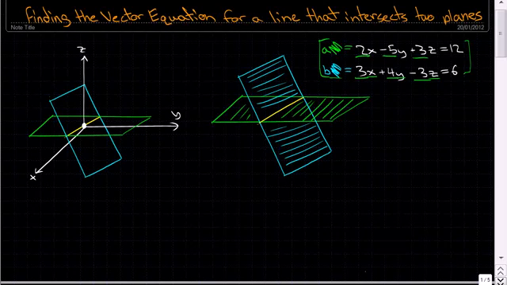So for this problem, we have to find a vector equation for a line that intersects two planes. And so we've been supplied with the equations for these two planes. One is 2x minus 5y plus 3z equals 12, and we have the other one as well. Now, the trick to solving these kinds of problems, with linear algebra, is that if you can imagine what's happening in your head, the question becomes quite simple.